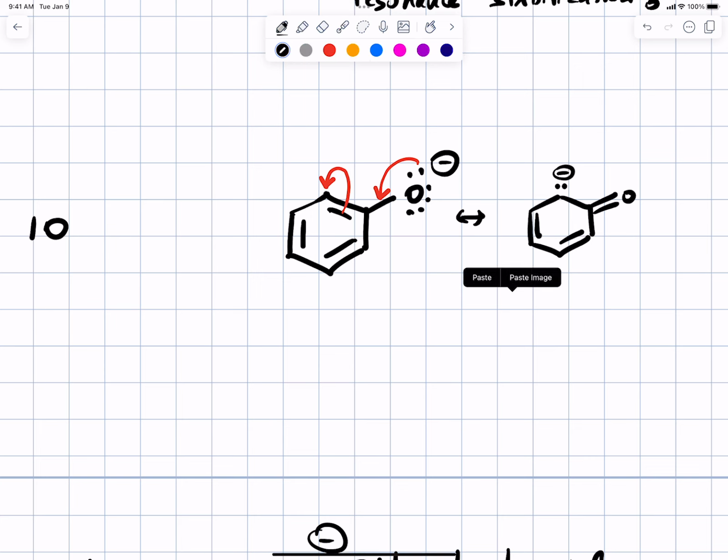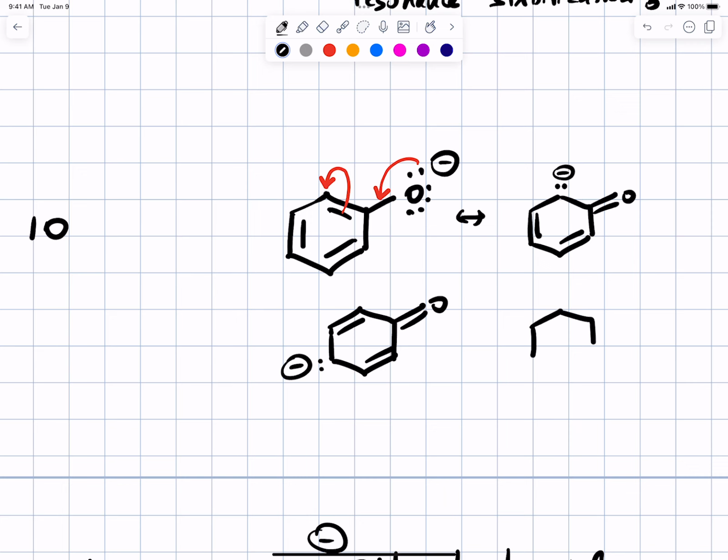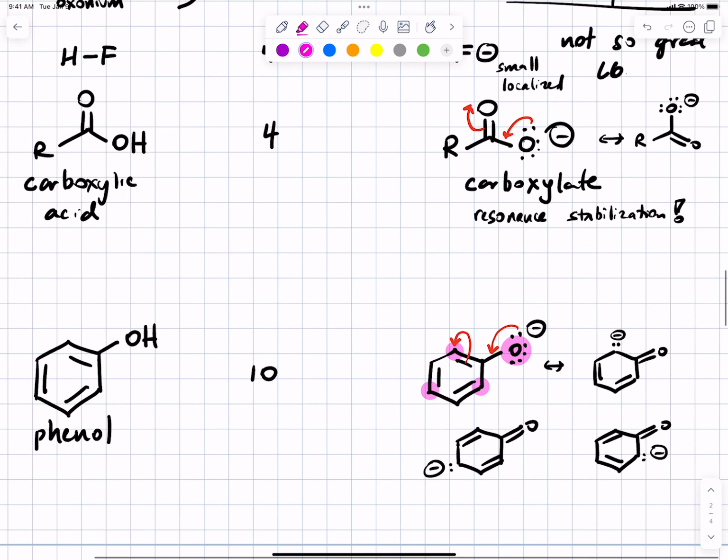And so I won't push the arrows, but I will draw the two other resonance structures that you can draw for this anion, this conjugate base of phenol. And we would conclude that the negative charge can be on oxygen and on these 3 carbons. More places than the carboxylate, but apparently these places aren't enough to overcome the difference in acidity.